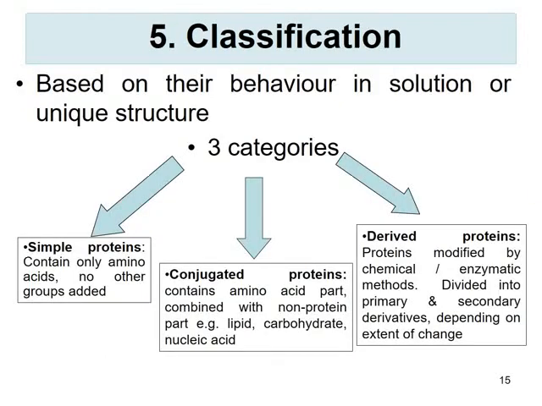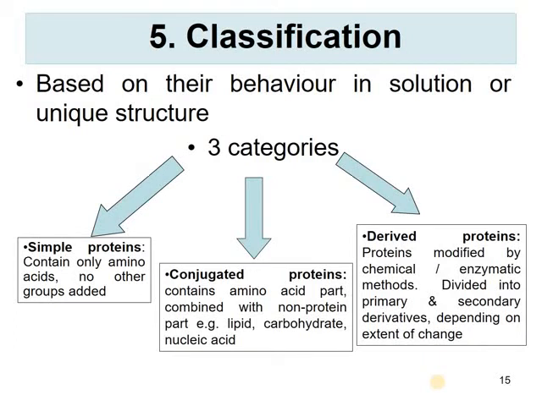And then lastly will be the classification. The classification is a very easy thing. So based on the protein and how it behaves, it can be classified into 3. This is something that you can go read on your own. So we have what we call simple proteins, conjugated proteins, and derived proteins. The simple proteins are just proteins that contain only amino acids. So it's just a straight chain that has amino acid 1, 2, 3 up to whatever, and that's it.